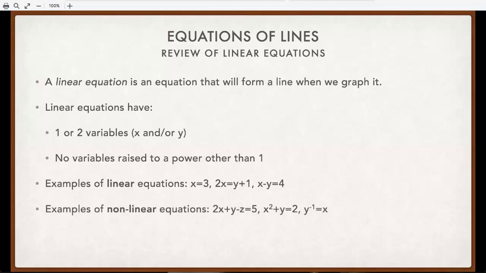2x plus y minus z equals 5, not linear because it has three variables. x squared plus y equals 2, not linear because the x is raised to a power other than 1. Or y to the negative 1 equals x, again not linear because of that negative 1 power on the y.